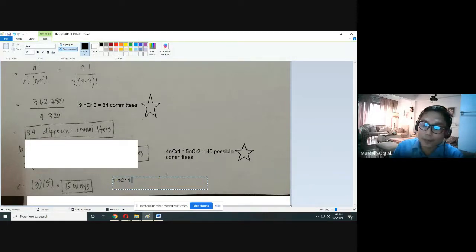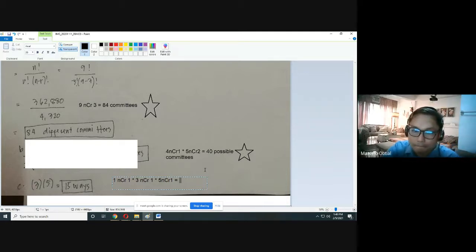So, 1 NCR 1. Tapos, pipili ka pa ng isa because you need the 2 men, no? So, pagpipilian mo, instead of 4 man sila kanina, kukuha ka ng isa doon kaagad, kaya nilagay mo dito sa isa, 3 na lang. So, 3 NCR 1. Times, kukuha ka ng isang babae out of 5. 5 NCR 1, sorry. Remember, kailangan ng 3 tao sa committee, no? This answer, is it 15?